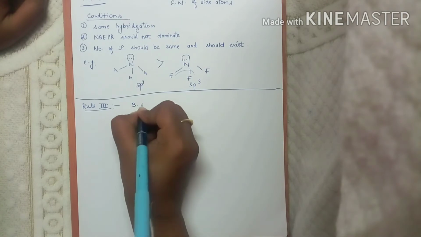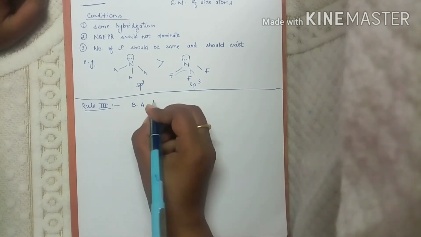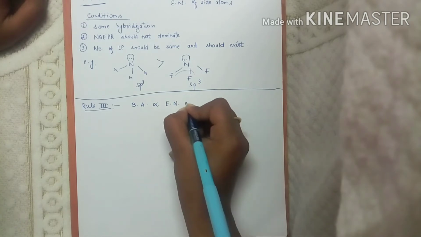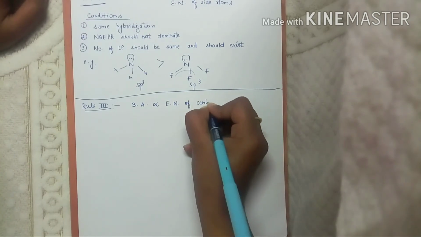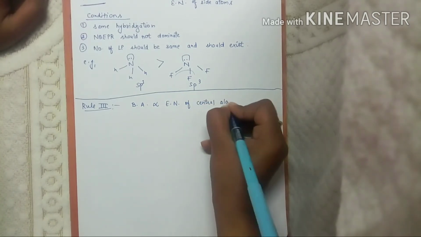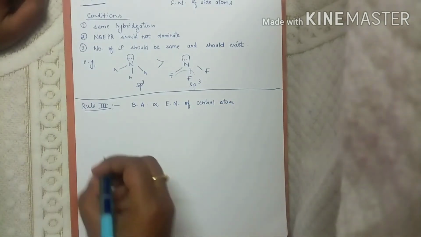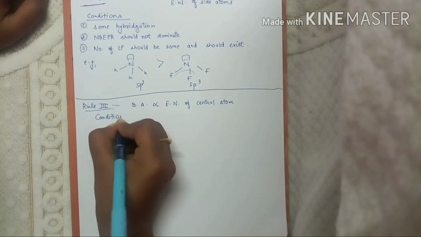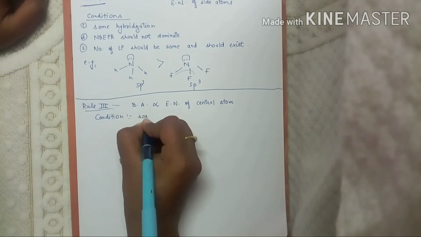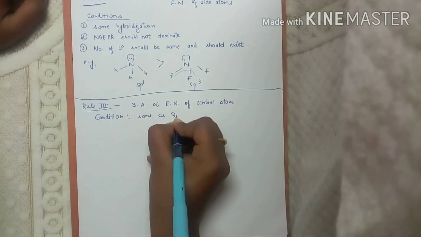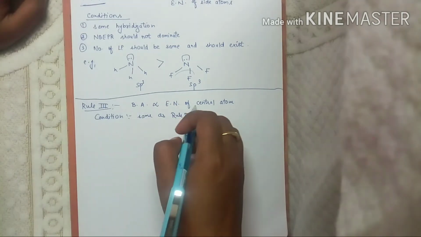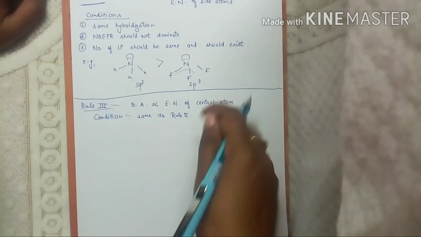That is, bond angle is directly proportional to the electronegativity of the central atom. The conditions for this rule to be applied are the same as rule 2. But here we have to see the electronegativity of the central atom.